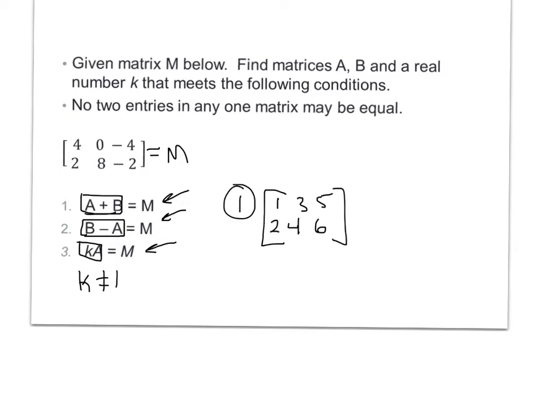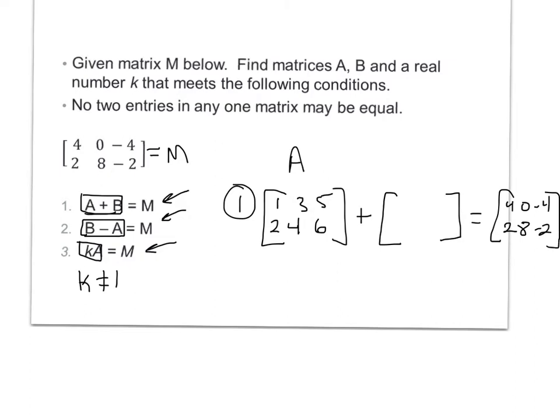Okay, so here's what I did. Here's my matrix A, okay? And I'm going to go ahead and add these guys together. So I created a matrix where no two entries in any one matrix may be equal. I think I might have misspoke before, but none of these entries are equal. So what I'm going to do here is create matrix B, because I know it's going to equal the 4, the 0, the negative 4, the 2, the 8, and the negative 2.